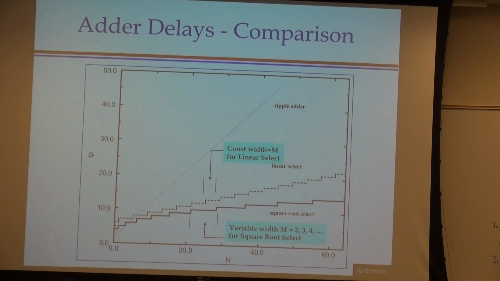So here the value of m is constant. That's why we call it linear select adder. And in this case, the value of m is changing by using that formula. And as the number of stages increases, the width of n increases from 2, 3, 4, and so on.